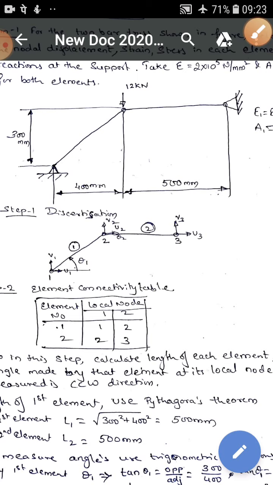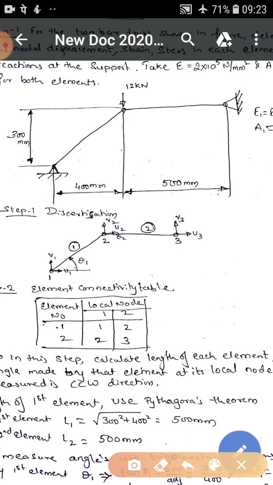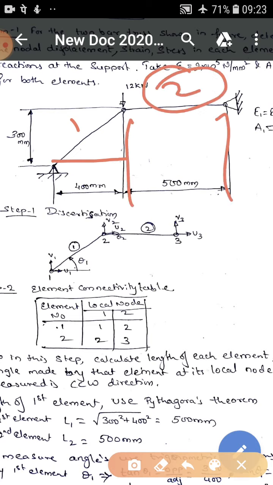Next, I need to know the length of it. See here, the second element length is given to me, but the first element length is not given directly. How can I get it? I can get it using the Pythagoras theorem. This length is 400, this height is 300, which is given here. Using the Pythagoras theorem I can get the length of element 1.